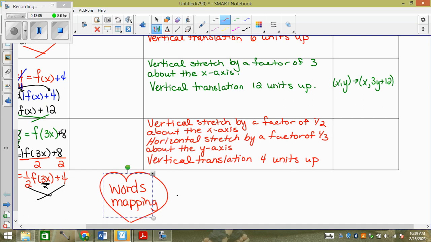So all the vertical things will affect my y's. So I'm going to do my x first. It comes first. So the only thing I have horizontal is a stretch by a factor of 1/3. So I'm going to get 1/3. What numbers I have in words are the numbers I have in mapping. They're the exact same thing, right? Then verticals by 1/2. So I'm going to have 1/2 y. And then 4 up. So I'm going to go up 4. Mapping and words, the same. Right?